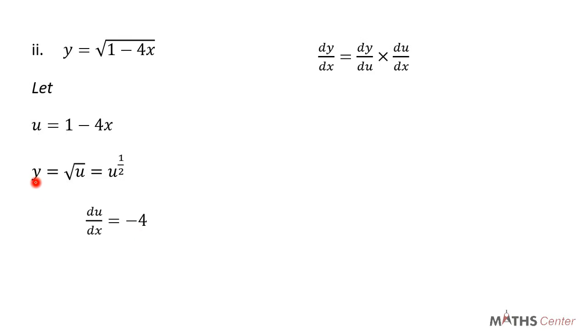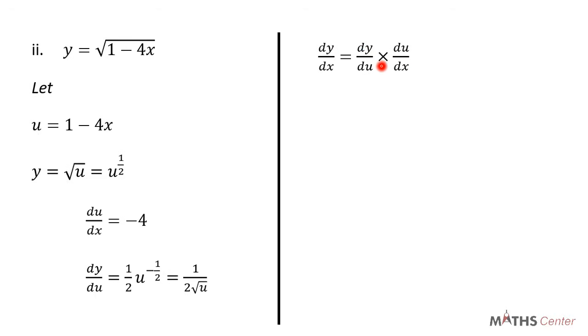Let's differentiate y with respect to u to get dy/du. For dy/du, we will differentiate u exponent half. So half will drop and multiply. Then we reduce the exponent half by 1. That gives us half times u exponent negative half. And when you simplify this from indices, this can be written as 1 divided by 2 root u. Okay, so now we have dy/du and we have du/dx, so we can substitute.